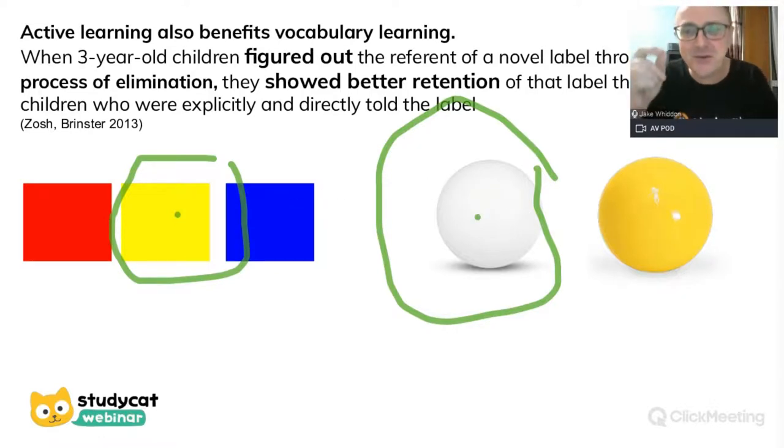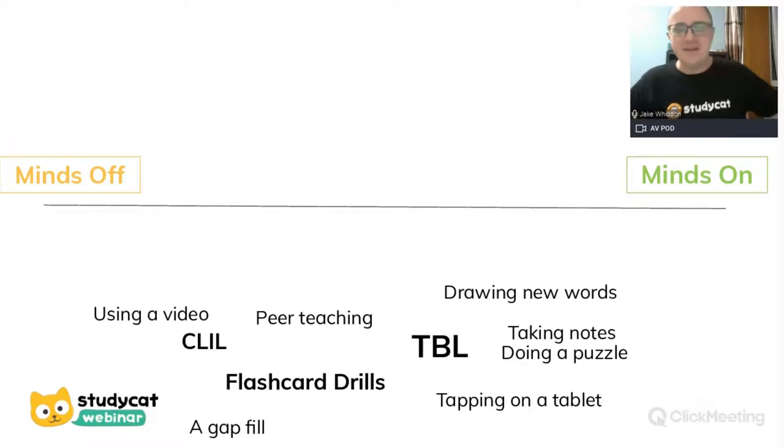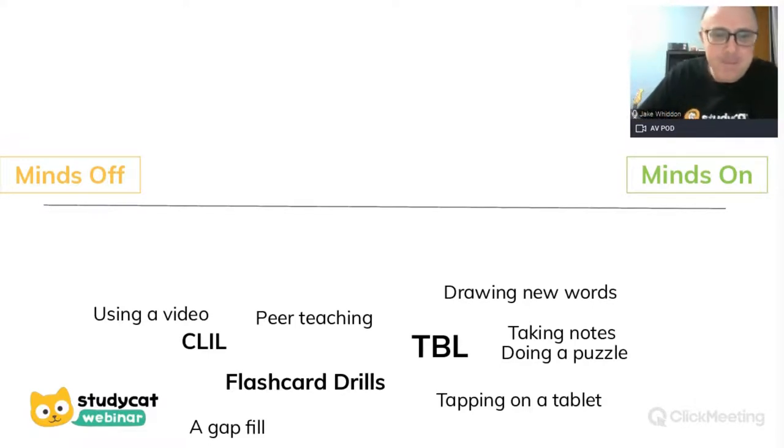Now, it seems so simple, but just getting them to make that connection between it's a yellow ball and you don't tell them, they're much more likely to have the retention of that word. Yep, easy one.